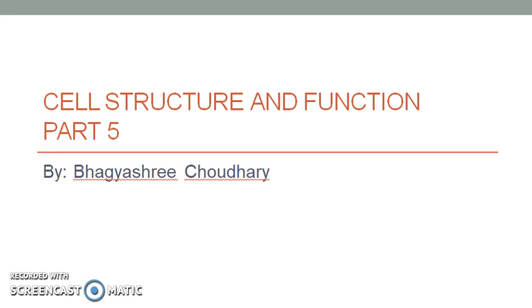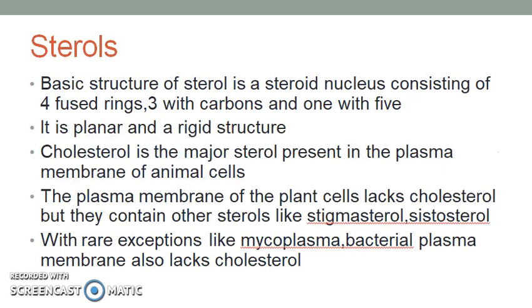So in our previous video, we learned about the sterols, phospholipids and glycolipids, lipid bilayer. So this is just a glimpse of sterols so that you will have a link and you will be able to connect the dots. So what are they exactly? The basic structure of sterol is a steroid nucleus which consists of 4 fused rings and 3 with carbon. Now it is a planar and rigid structure.